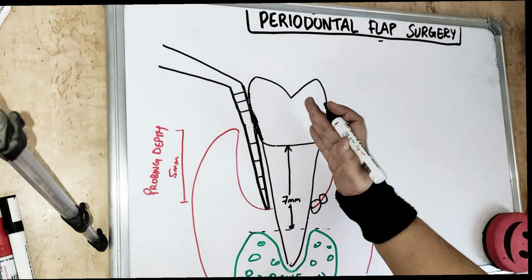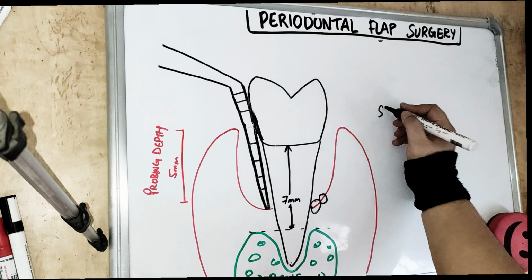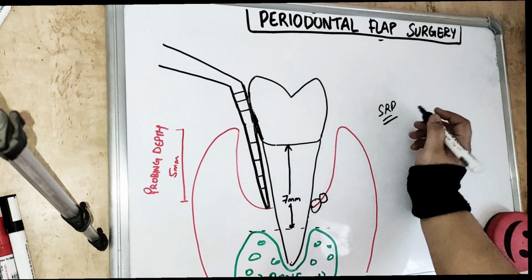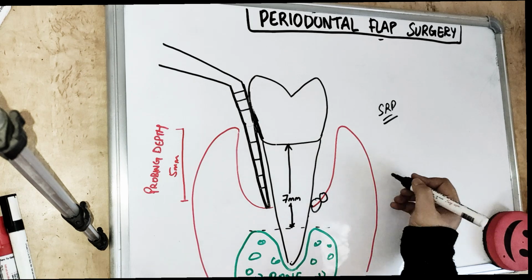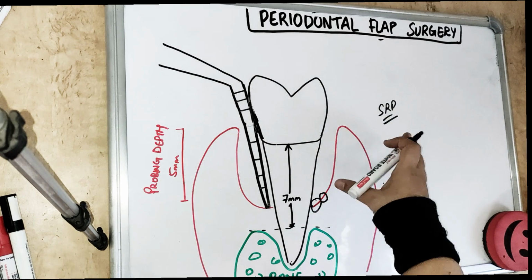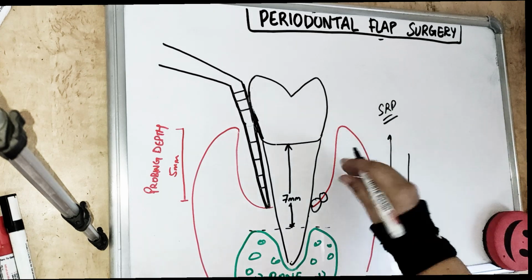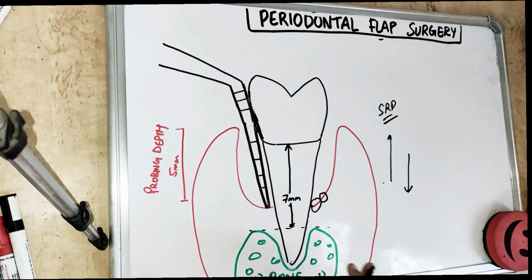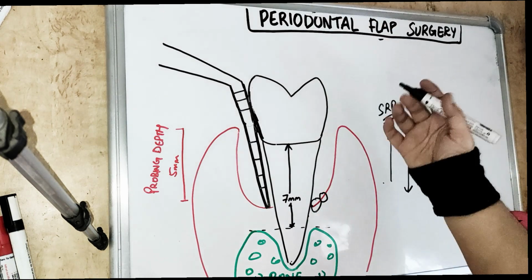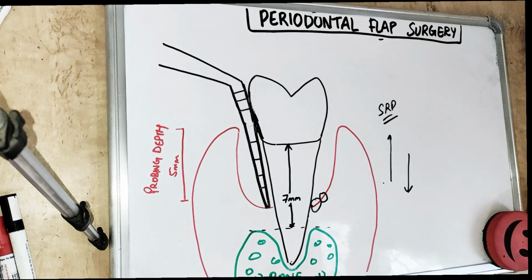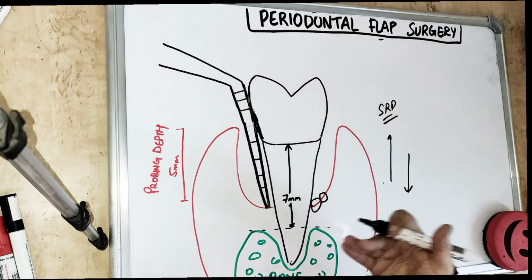Now either we can just reflect the flap and clean all of these things, so we can do the scaling and root planing procedure. Or also in the case of deep pockets, you can move this piece of flap, this piece of soft tissue, either coronally or apically, based on the type of flaps that we will be covering. So we have two kinds of flap. Either we are taking the flap coronally or we are taking the flap apically, or we are not displacing it at all. That we will cover in the classification.